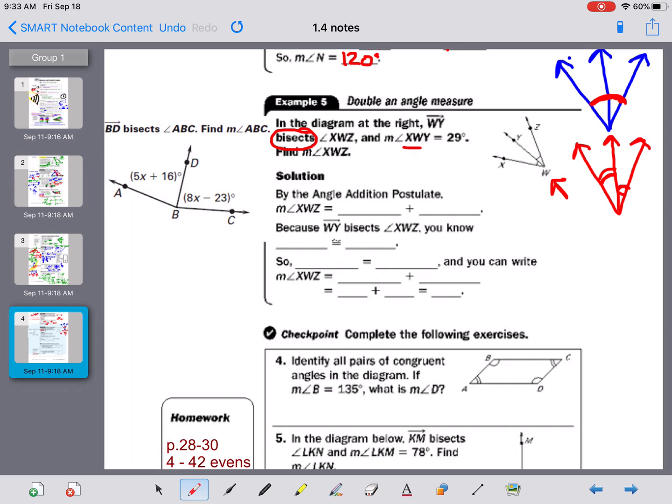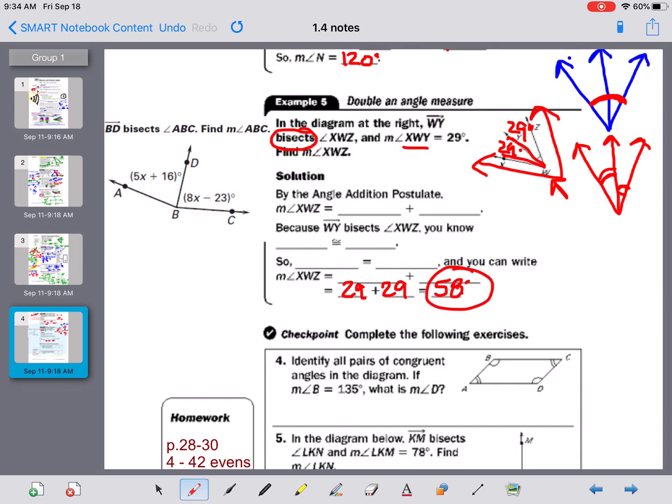It tells us XWY, dot to dot here, XWY, that's this one on this side, is 29 degrees. What is angle XWZ? Now be careful, XWZ is the whole thing. So I'm thinking a little part plus part equals whole, right? And if this side's 29, this side has to be 29 because it's bisected, which means I'm going to do 29 plus 29, and I'm going to get 58 degrees.